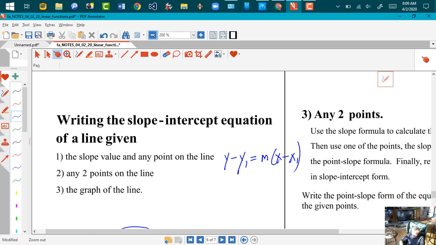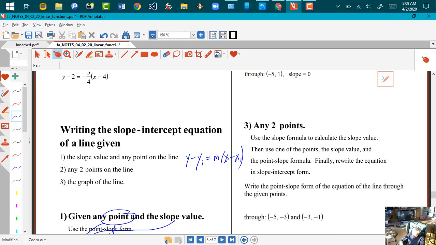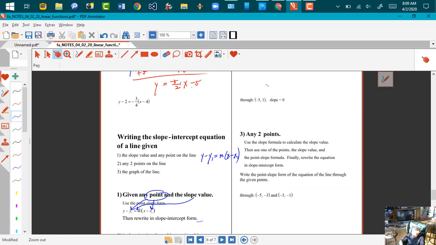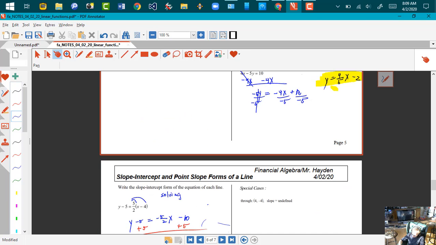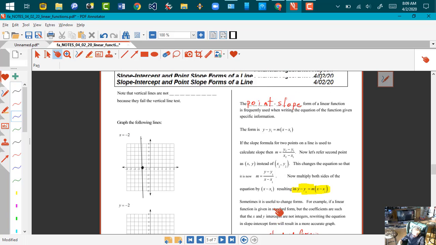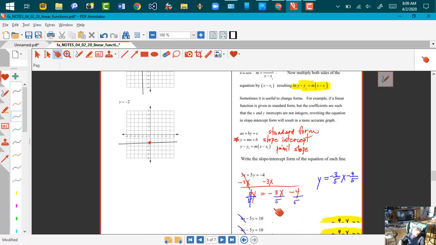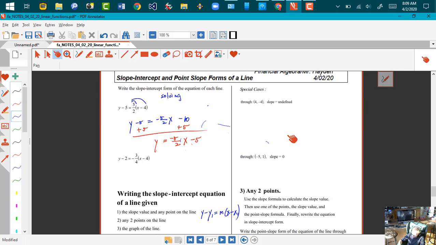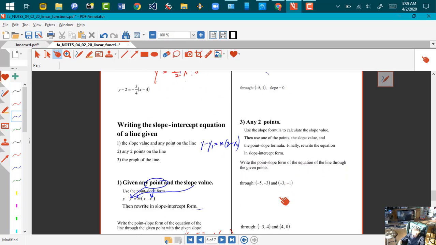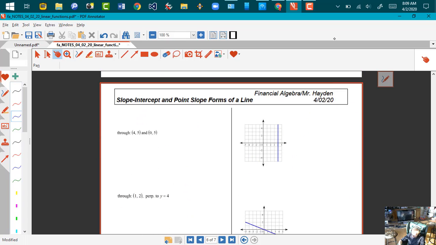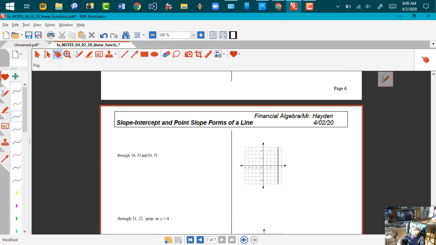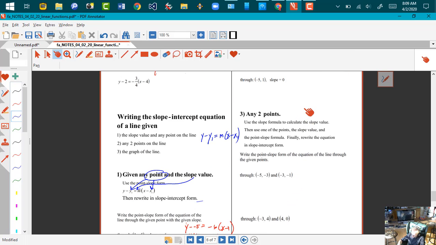Let me zoom out and make sure I'm not skipping over some stuff. Let's see. Yeah, I did that. Okay, I guess I'm fine. I thought I'd skipped something, but I guess I didn't.